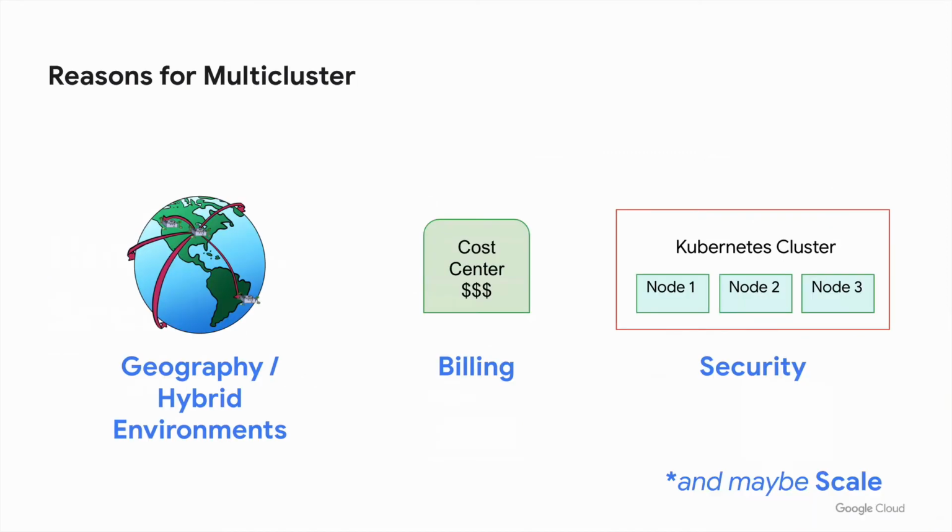So let's review. Our reasons for multi-cluster are geography or hybrid environments. You'll probably want a separate cluster in each environment or region for either latency or regulatory requirements or what have you. Billing, your billing model within your organization and matching your resource usage to that billing model is another reason you might need multiple clusters. And security, having a simplified security boundary of the Kubernetes cluster itself rather than the slightly more complex security boundary of namespaces within the cluster in a single cluster multi-tenant architecture. And every now and then you might have a case where scale is a reason to have multiple clusters.